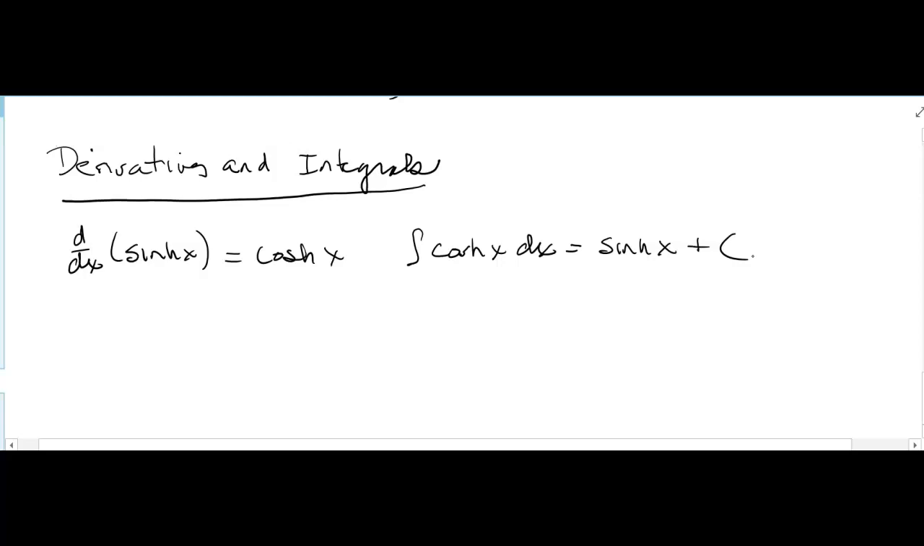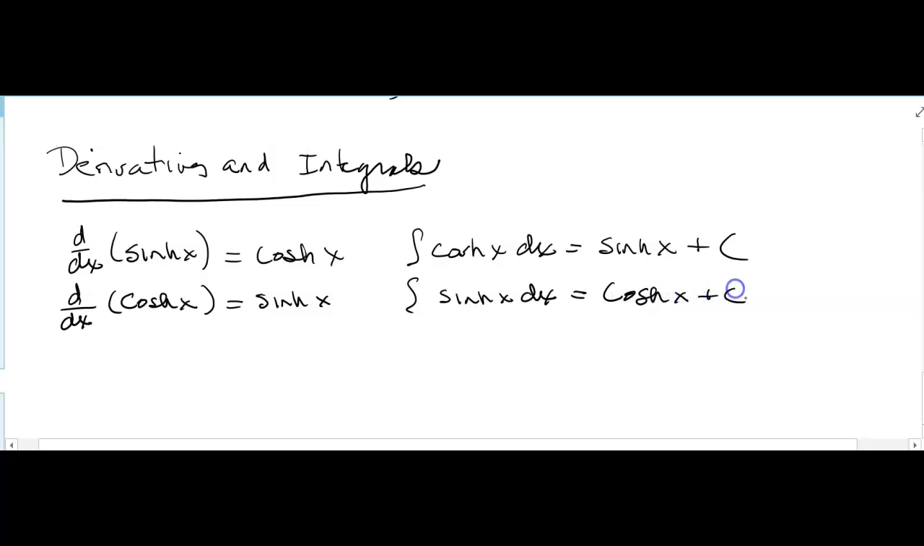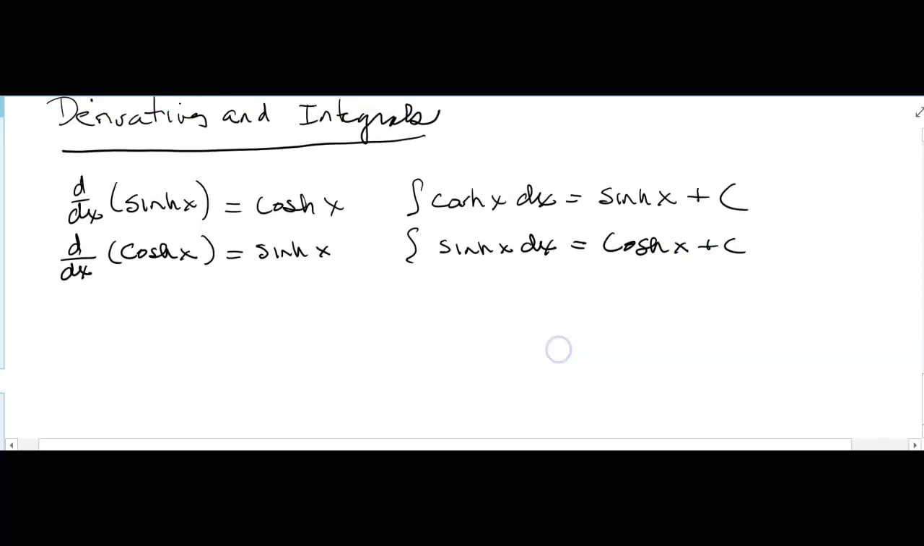Here's what's nice. The negatives aren't there. So take a look. D dx of cosh x. So here's where the difference occurs from your trig functions. It's just positive. So when you're dealing with regular trig functions, you know the derivative of cosine is negative sine, but dealing with hyperbolics, it's positive. And then the integral of sinh x dx is simply cosh x plus c. And we can continue this. D dx of tanh x. I'm thinking you can take a guess.